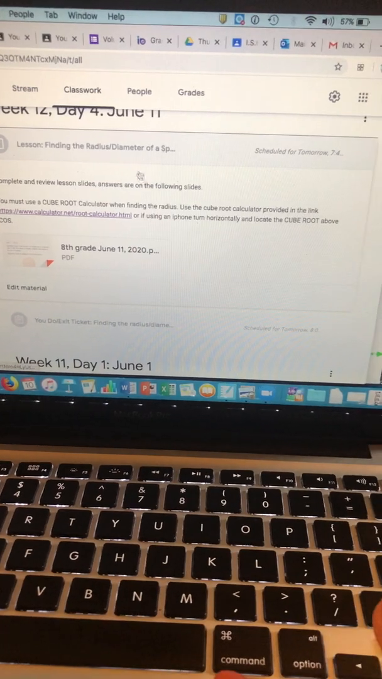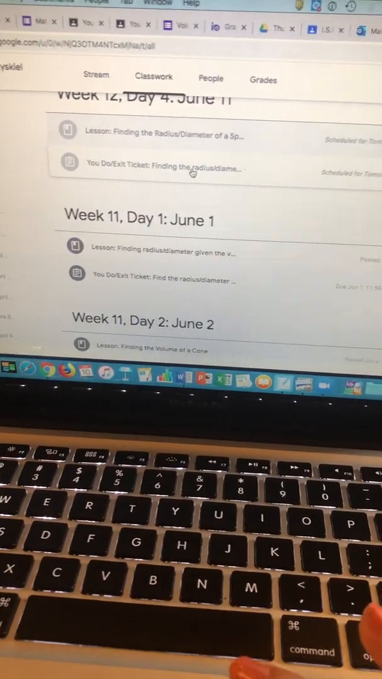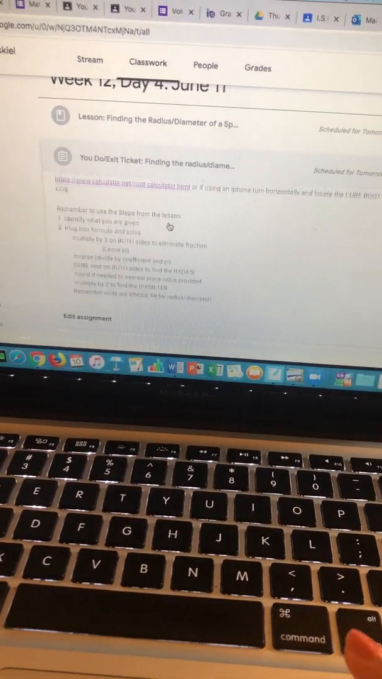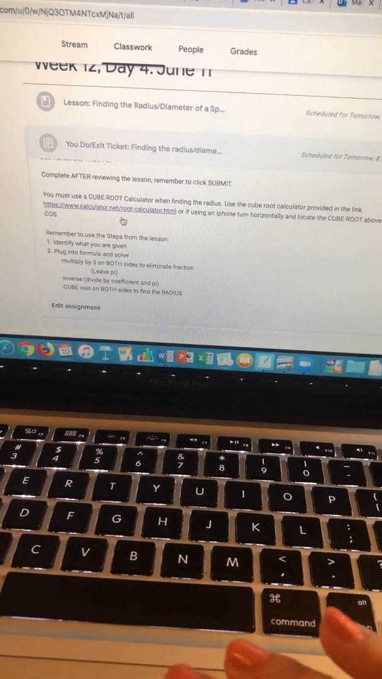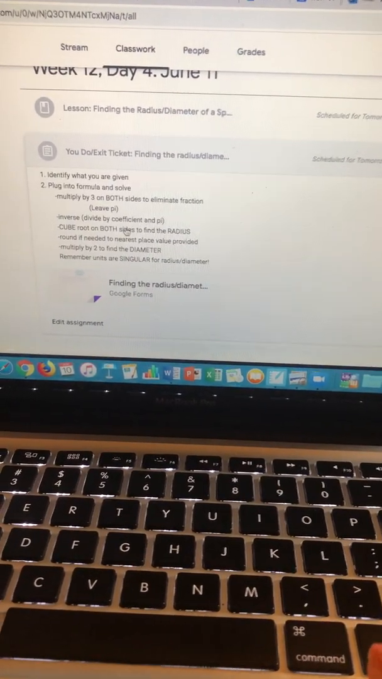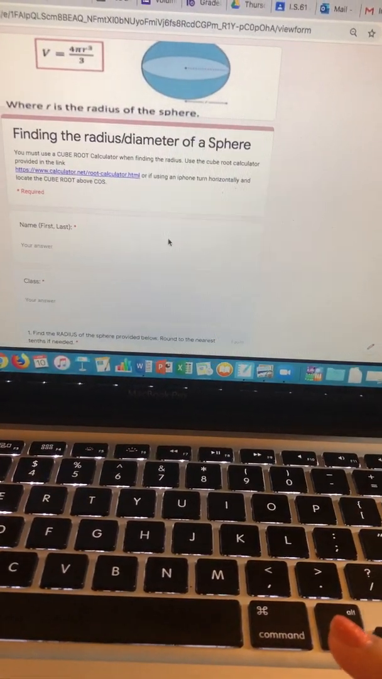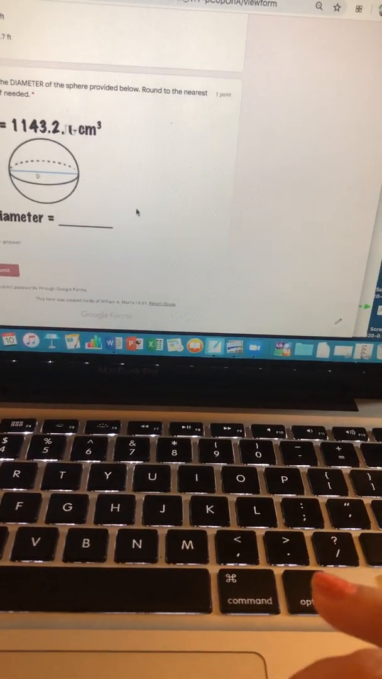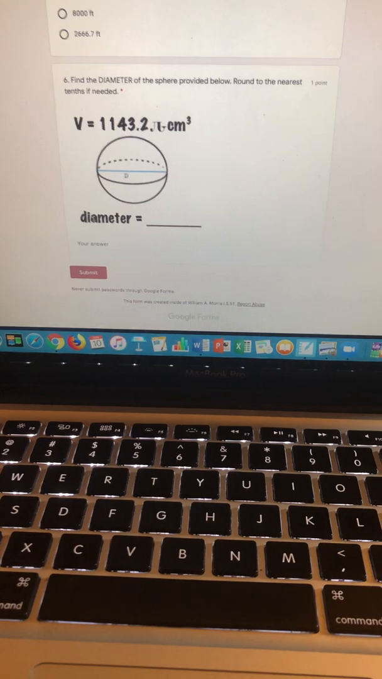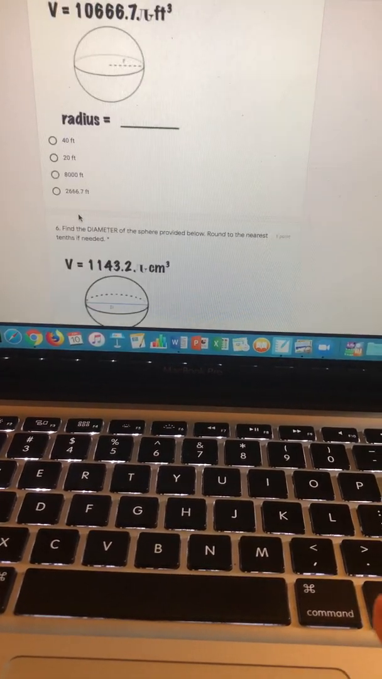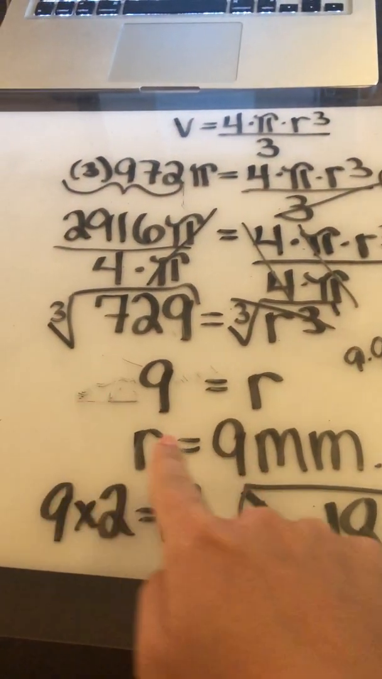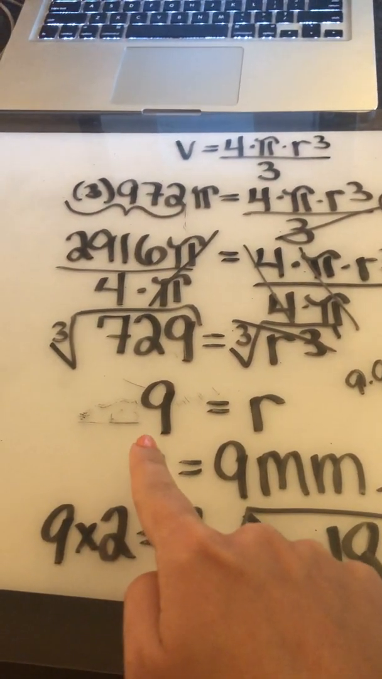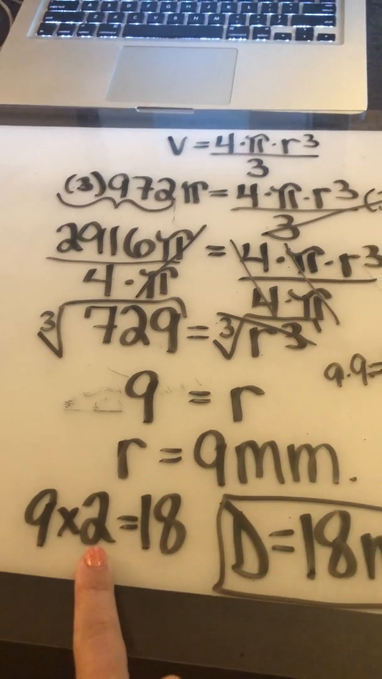So if we go back to your classwork tab, you will see that assignment here. You'll see I also included the calculator again if needed. I included the steps as a reminder. Click on the form and you will answer your questions. I believe there are 6 questions, but just be mindful if it's asking for the diameter or if it's asking for the radius. If it's asking for the radius, then after you find that cube root, that's going to be your answer. If it's asking for the diameter, you have to multiply that by 2.